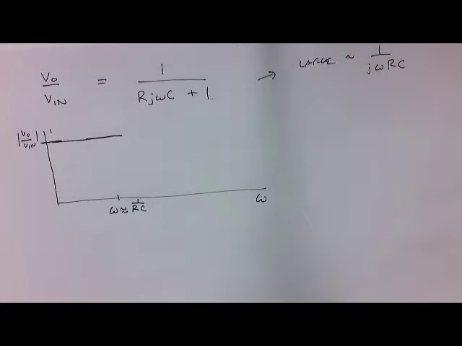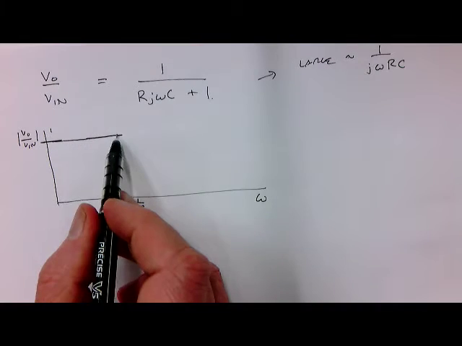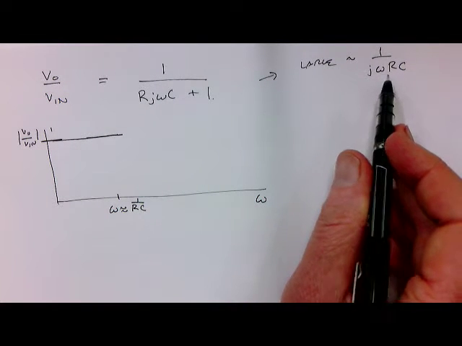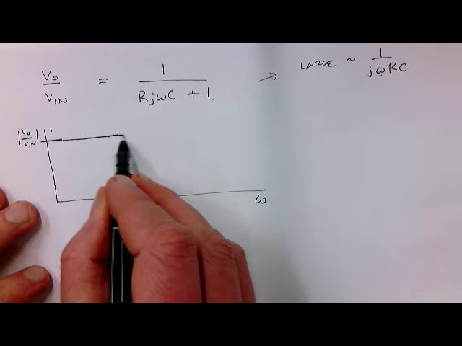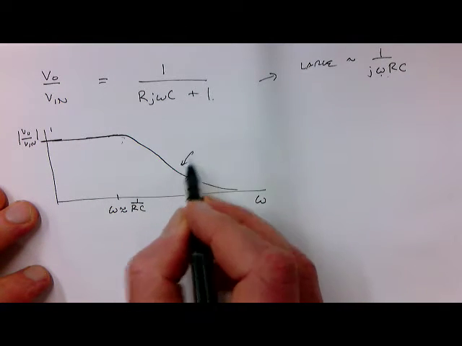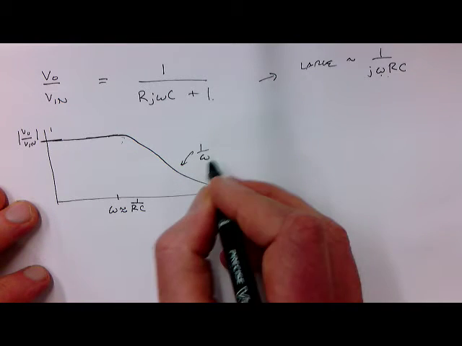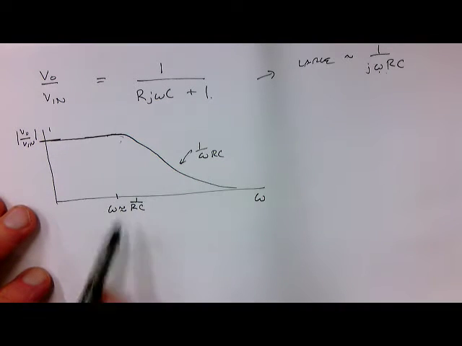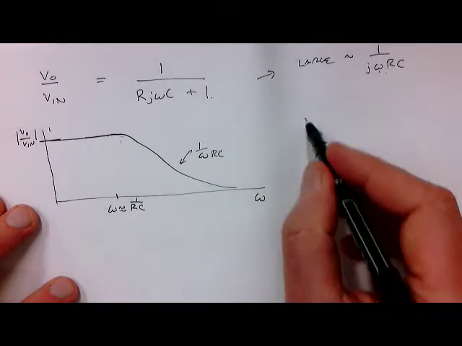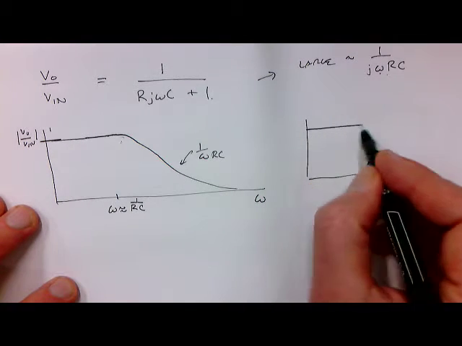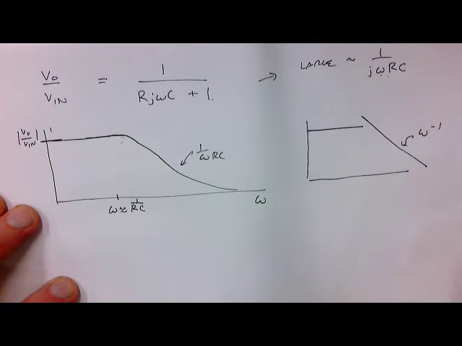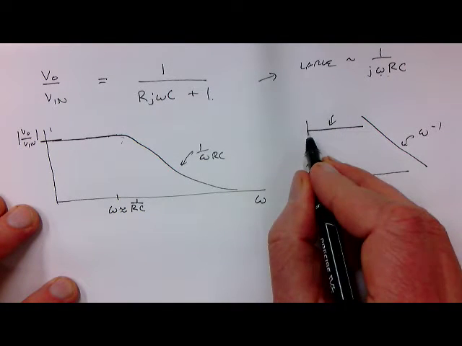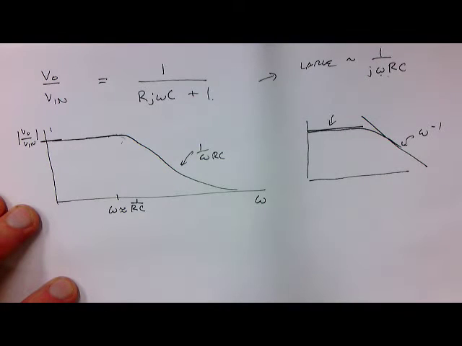Once I get to that frequency, above those frequencies it's approximately going to roll off as 1 over omega, or 1 over omega times R times C. So when you plot this as a logarithmic plot, you get a Bode plot. This is omega to the minus 1, this is constant, so your Bode plot is basically those two things put together.